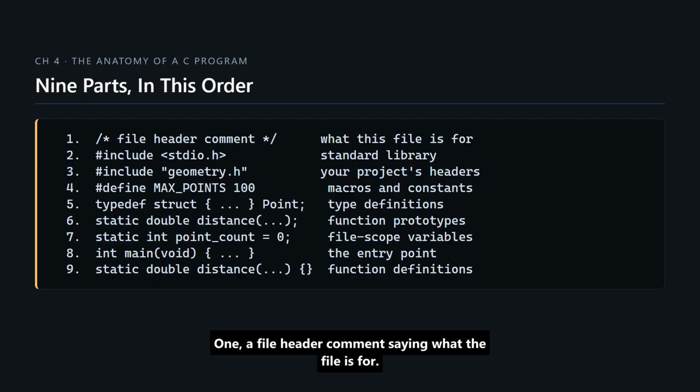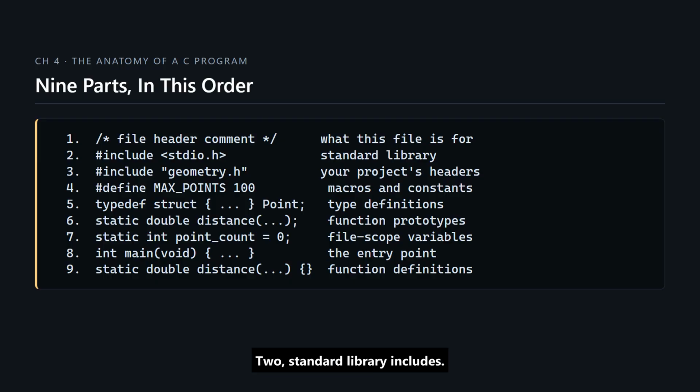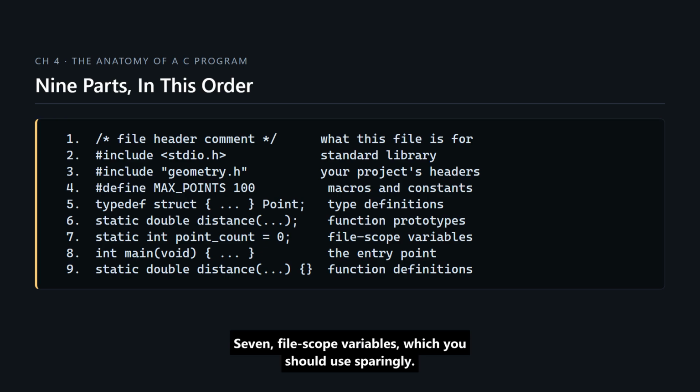1. A file header comment saying what the file is for. 2. Standard library includes. 3. Your own project's includes. 4. Macros and constants. 5. Type definitions. 6. Function prototypes. 7. File scope variables, which you should use sparingly. 8. Main. And 9. The function definitions themselves.